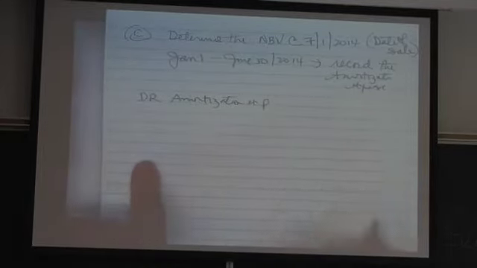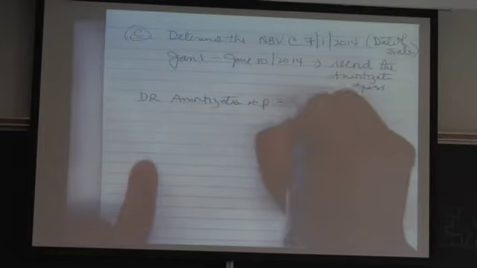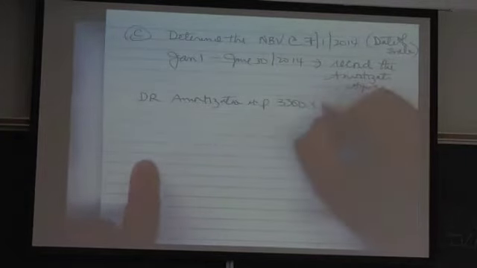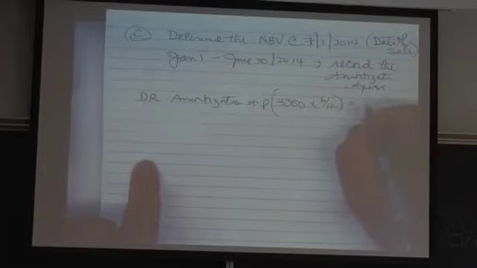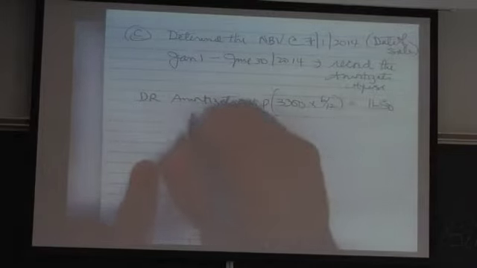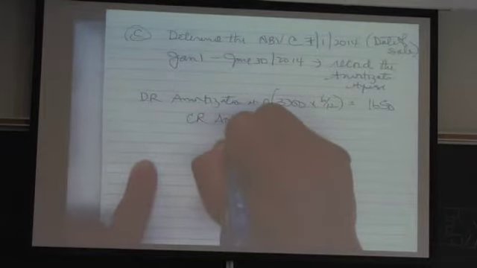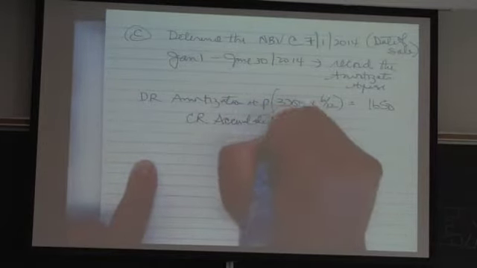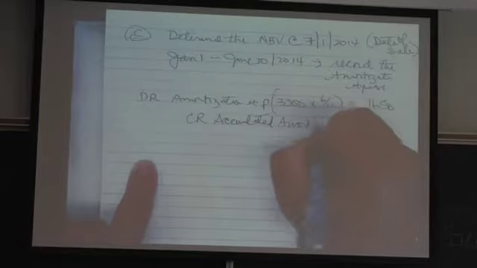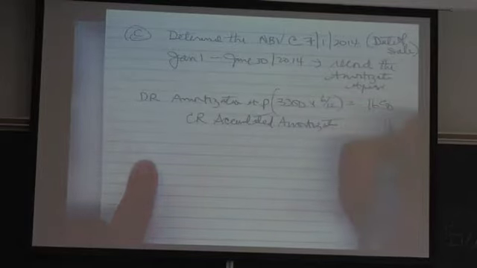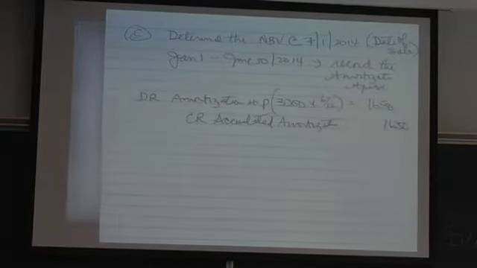Now we know that the yearly amortization is 3,300. How many months? It's 6 over 12 months. Gives us 1,650. That's the first step.